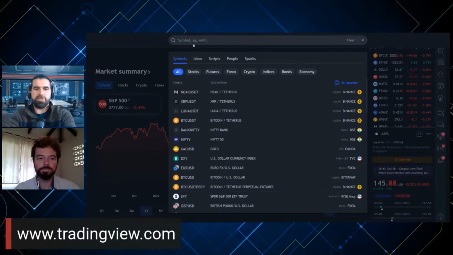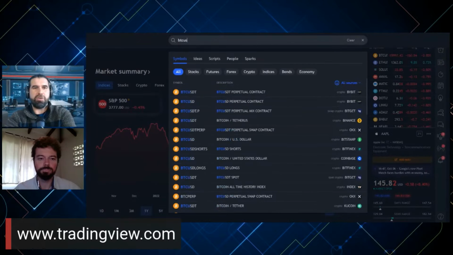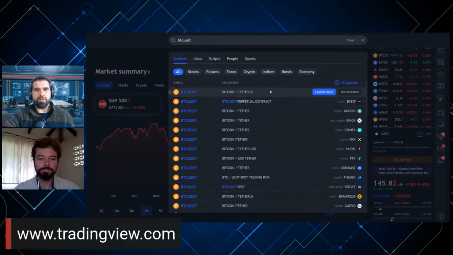So if you wanted to search BTC, USDT, they're going to give you a list of Bitcoin trading pairs with USDT on many of the major exchanges. So that's how we're creating our charts. And just wanted to let you know that that's a step you can take if you want to follow along with the content that Nico and I are presenting in this video.